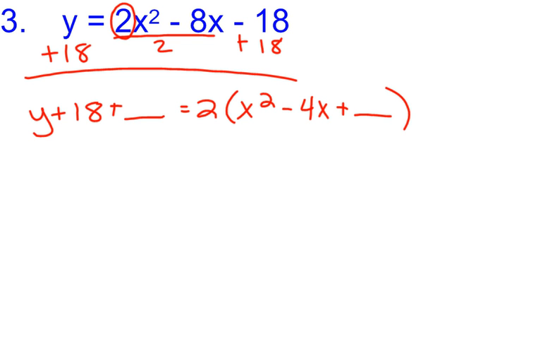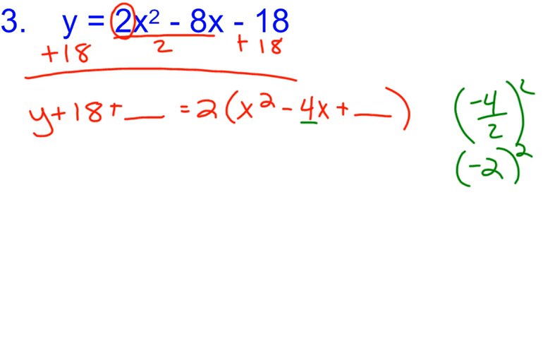So I'd take that 8 divided by 2. My b value is now negative 4. Negative 4 divided by 2 is negative 2. Negative 2 squared is 4. If you remember, this is the unique one where I don't put a 4 in both blanks, because really this 4 would be times by a 2. So I'm going to times it by the 2 and say that I really added 8 to the right side of my equation. So now when I combine like terms, I'd have y plus 26 equals 2.